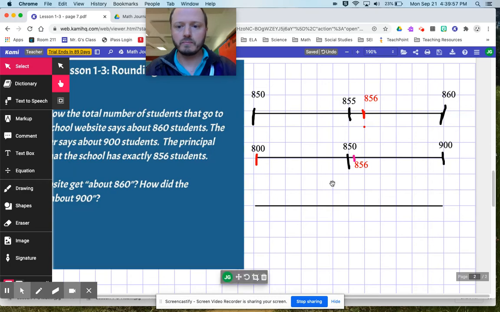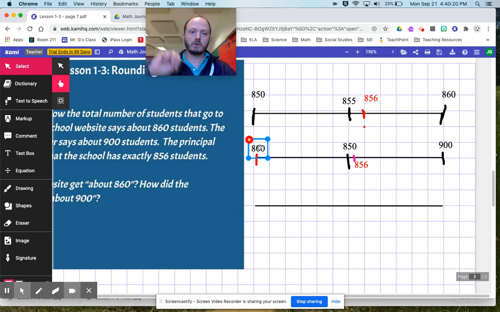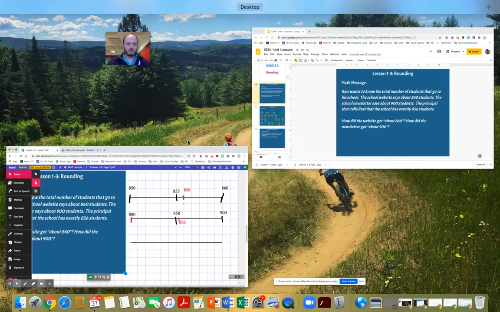But as you can see, 856 is closer to 900 than it is to 800. So if we were rounding this number to the nearest 100, we would round up to 900. Our other choice would be to round down to 800. So that's how we do it with 3-digit numbers. We're going to now jump into bigger numbers, okay?